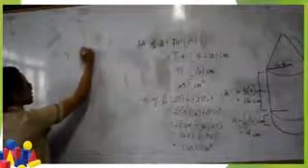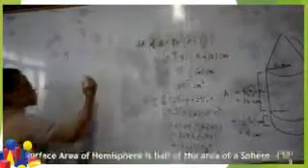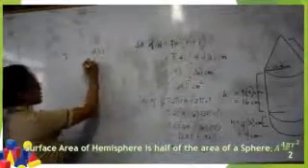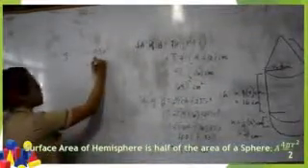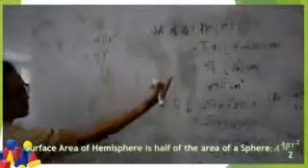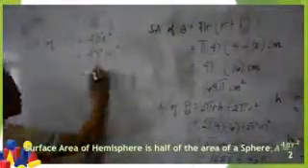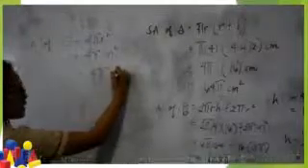The surface area of the sphere is equal to 4 pi r squared. Substitute: 4 pi, the radius is equal to 4 squared.